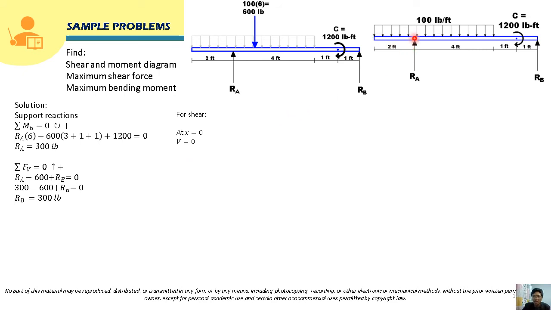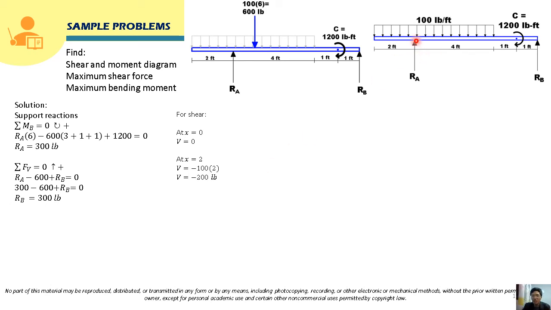So the next point, class, is here. This is at x equal to 2. So at x equal to 2, the shear here will just be the area of the distributed loading in this segment. The area of this distributed loading is just 100 times 2. So that will be the shear. And since the loading is downward, it will be negative. So the shear here, class, will be negative 200 pound.